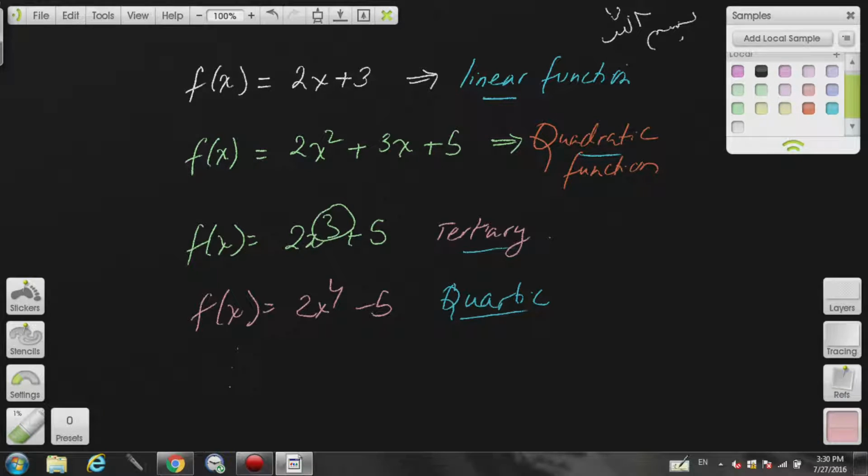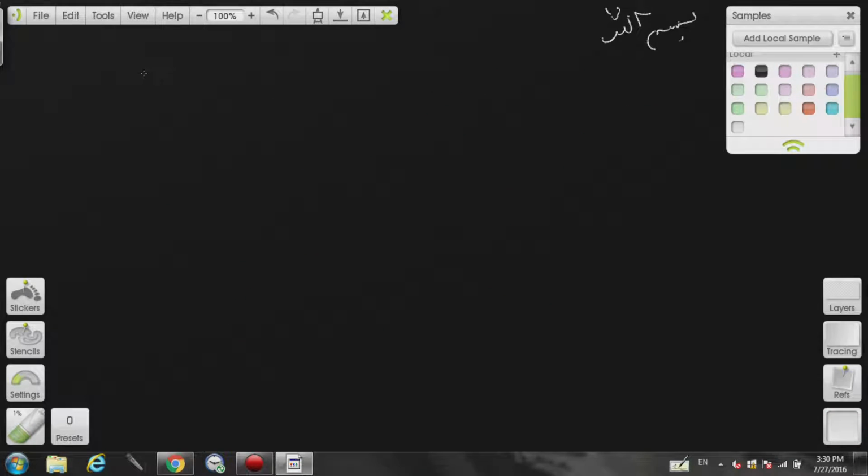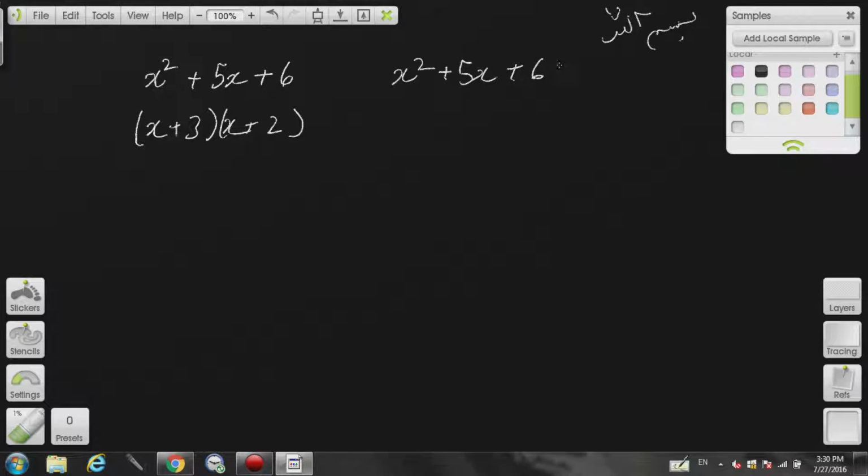Now, it's very important to understand that a second degree polynomial is a quadratic polynomial. The second degree function is a quadratic function. Now, this is what we've been doing before. We've been factoring, for example, a quadratic expression. And previously you factored this like this, right? And previously you have solved quadratic equations here. So you did this.